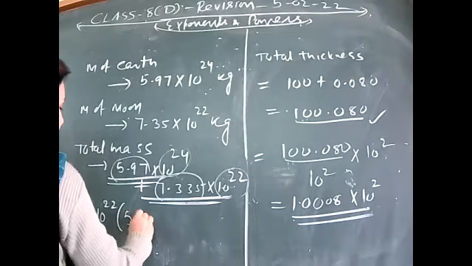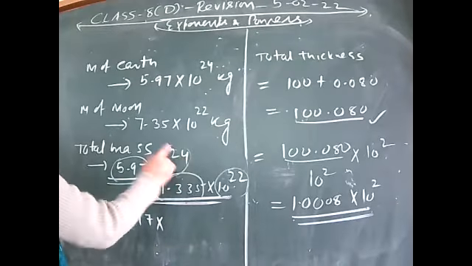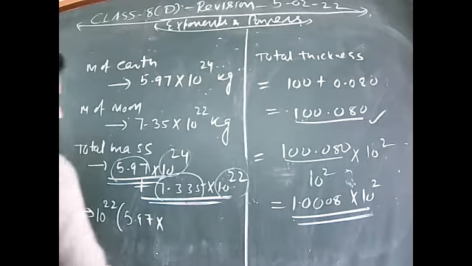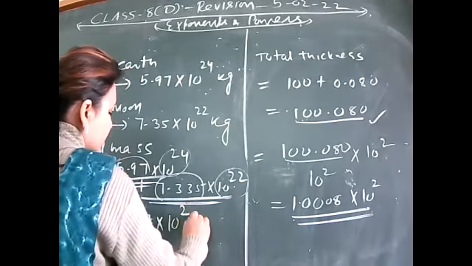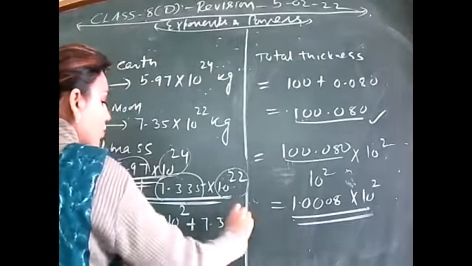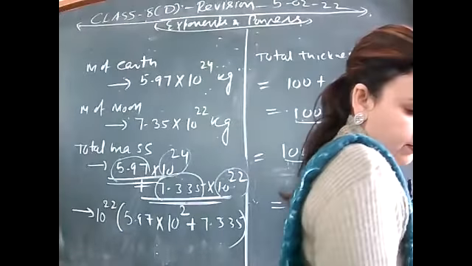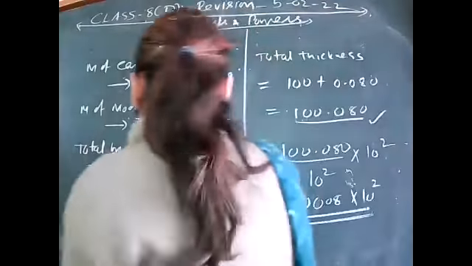Inside, it is 5.97 multiplied. 10 raised to 24, when 10 raised to 22 is taken out, how much is left? 2 powers. This is 7.35, and 10 raised to 22 is already out.